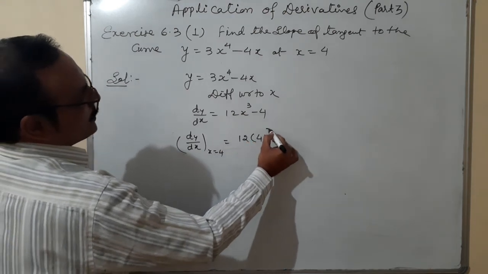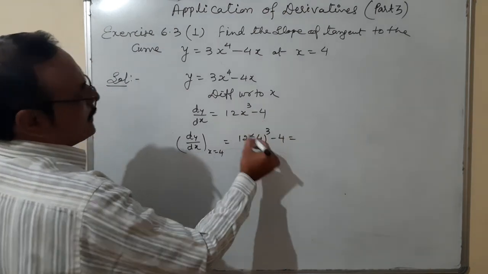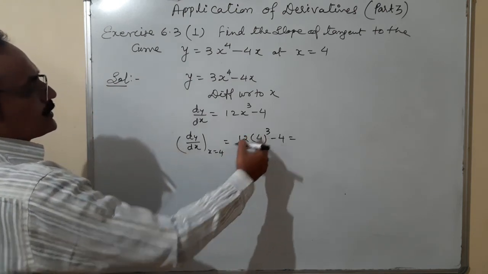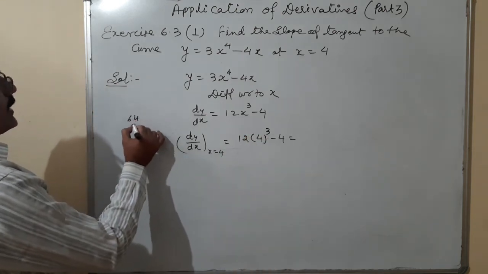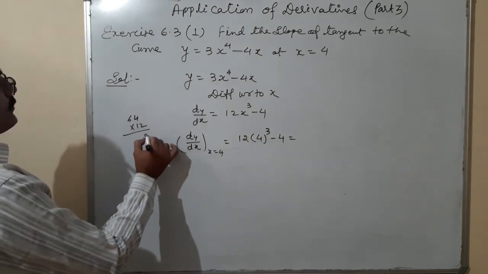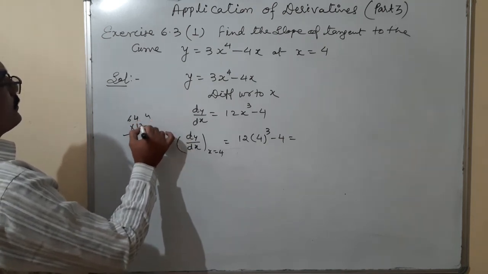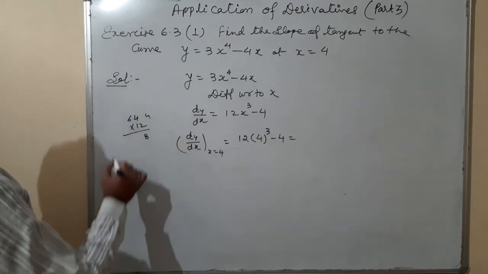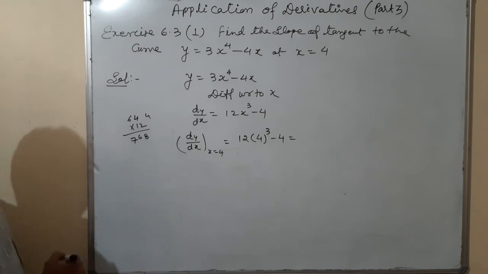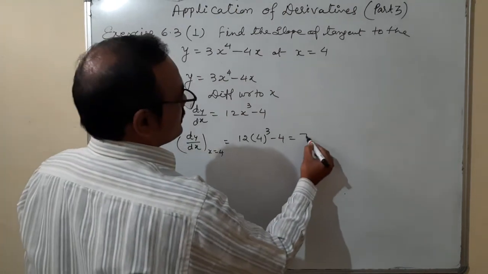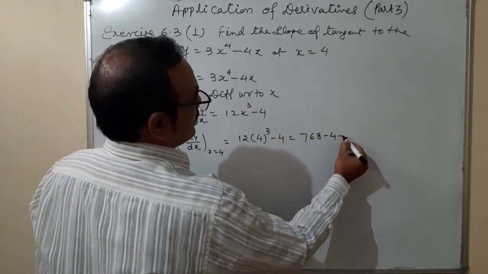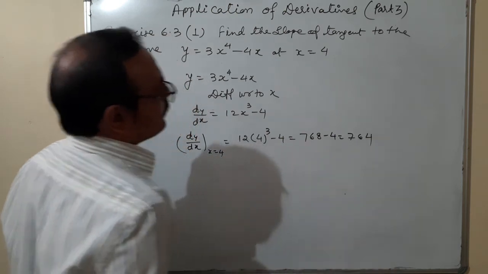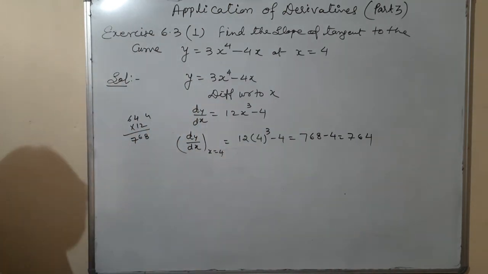So dy by dx at x is equal to 4 is 12 times 4 cube minus 4. In place of x we have to put 4. 4 4s are 16, 4 16s are 64, 64 multiplied by 12 is 768. 768 minus 4 is 764. What is it? It is the slope of the tangent. Clear?